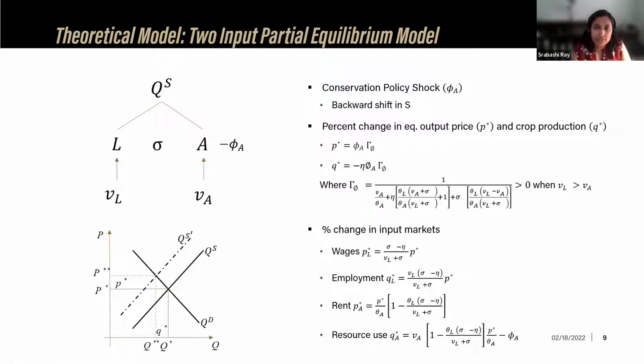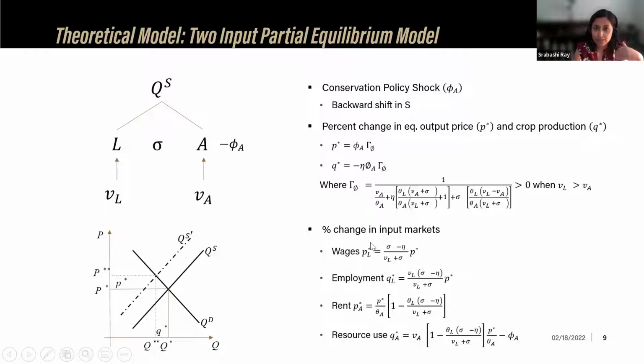So given this structure, we can analytically understand the p star and q star. As expected, as a result of a conservation shock, crop prices increase and production decreases. The capital gamma and the phi are all positive terms, so the production decreases because eta is also positive. All these three parameters are positive with a negative sign, so there's a decrease in q star and there's an increase in p star.